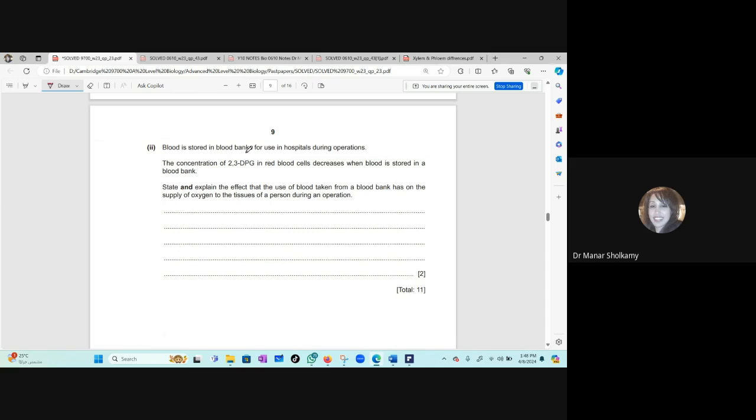The blood is stored in blood banks for use in hospitals during operations. The concentration of this compound in red blood cells decreases when blood is stored in a blood bank. State and explain the effect that the use of the blood taken from a blood bank has on the supply of oxygen to the tissues. So when we take the blood from a blood bank, this compound will have less concentration. Why is this an advantage?